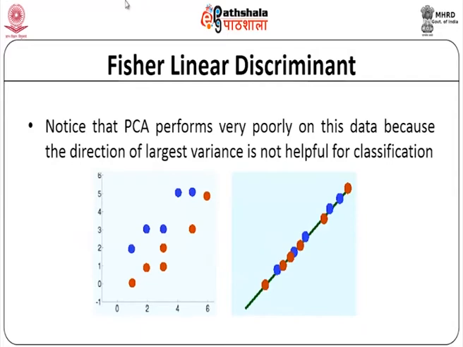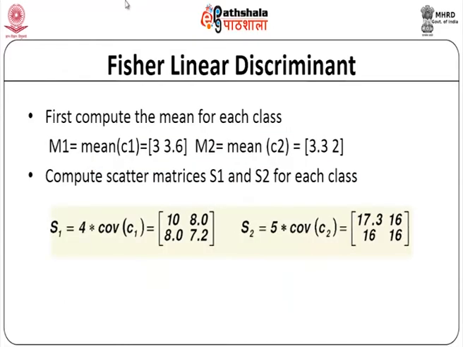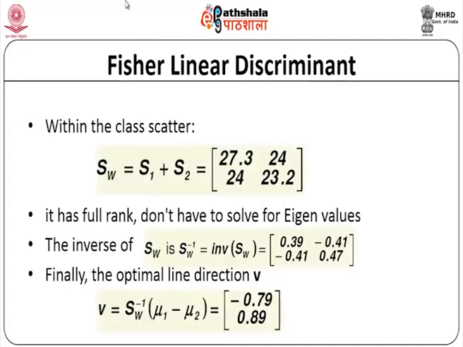Notice that PCA performs very poorly on this data because the direction of largest variance is not helpful for classification in this example. First, compute the mean for each class. M1, the mean of C1, is 3 and 3.6, and M2, the mean of C2, is 3.3 and 2. Then compute the scatter matrices S1 and S2 for each class, just like we did before. We are not going through the calculation, but you can do it.